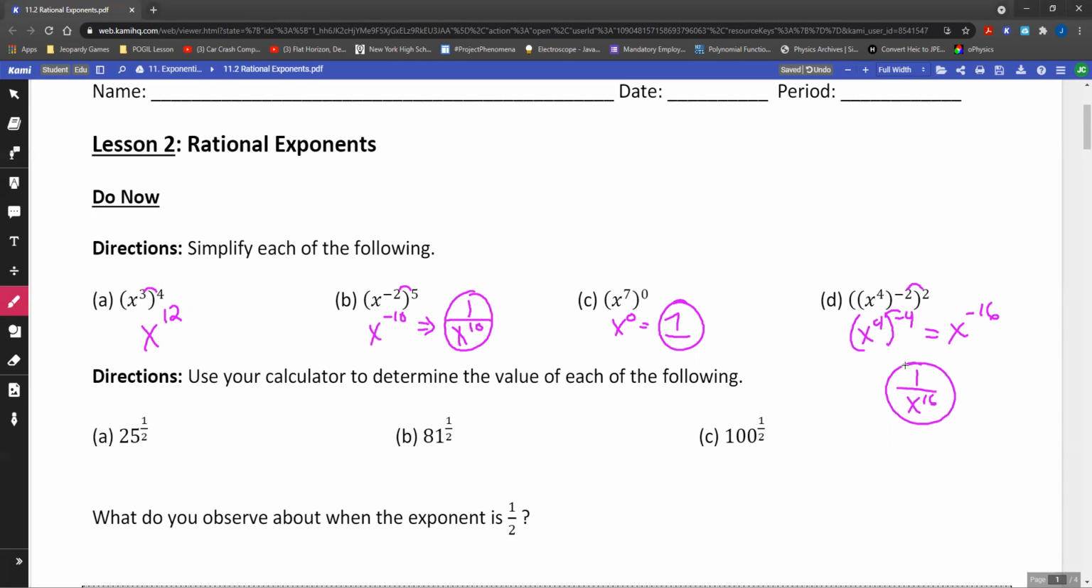All right. So here, if we look on the directions, it says that they want us to use our calculator to figure out what each of these are. So now we're going to actually add in these half exponents. So if I put in the calculator 25 to the half power, we actually see that this is equal to 5. 81 to the half power is equal to 9. And 100 to the half power is going to be 10.